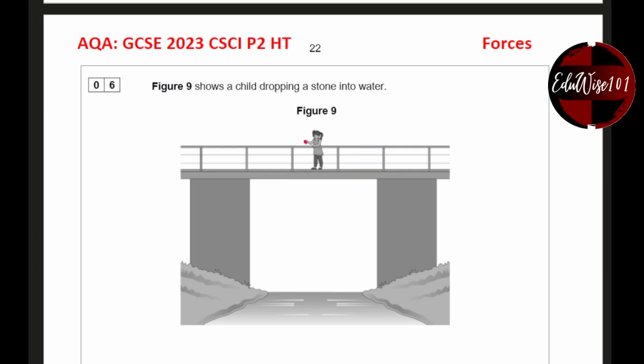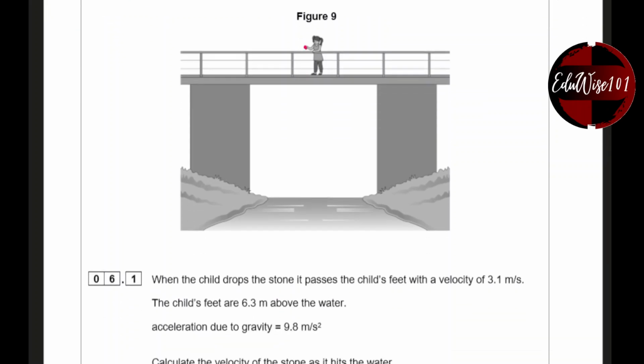6.1. When the child drops the stone, it passes the child's feet with a velocity of 3.1 meters per second. So when it's here, let's say that's the initial velocity, 3.1 meters per second. The child's feet are 6.3 meters above the water. So from there to the water, this should be a straight line. Let me see if I can draw a straight line. There you go.